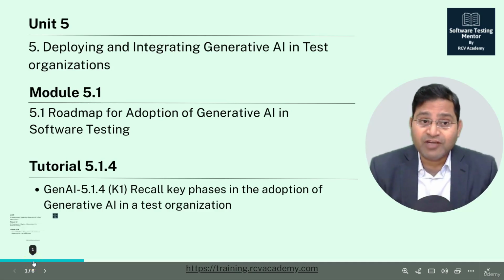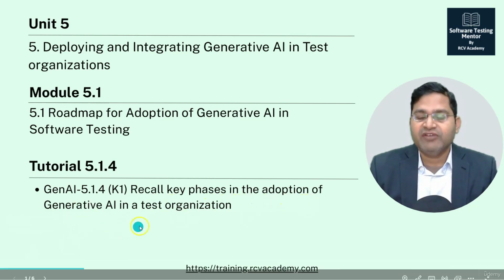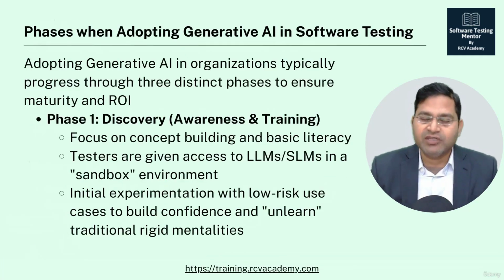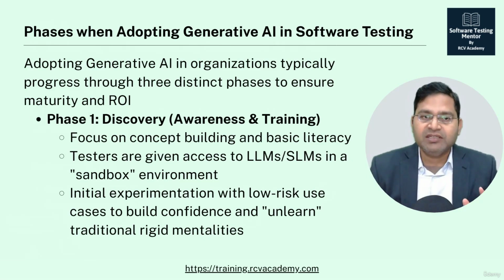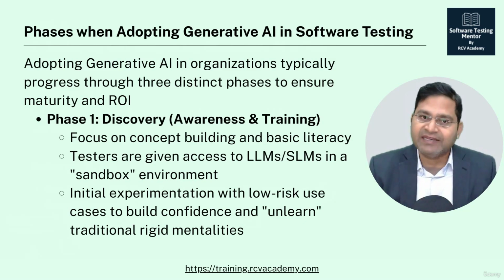Welcome to tutorial 5.1.4. In this tutorial, we are going to understand the key phases in the adoption of generative AI in test organization. Okay, so let's see what the key phases are that you need to understand in the adoption of Gen AI. Adoption of Gen AI in organizations typically progresses through three distinct phases to ensure maturity and return on investment. So three phases is what we have to learn and understand from the ISTQB Gen AI exam perspective.